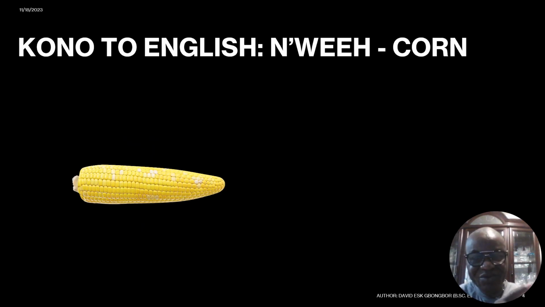Downfingetomu nyoe. This food is called nyoe in Kono. In English, it is called corn. Nyoe in Kono. Corn in English.